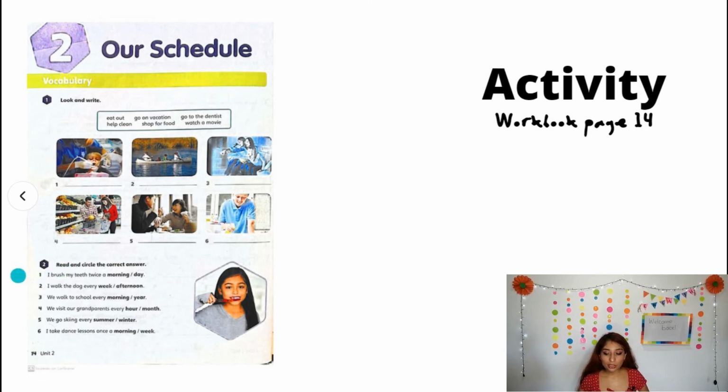I brush my teeth twice a morning or twice a day. Number 2, I walk the dog every week or every afternoon. Number 3, we walk to school every morning or every year. Number 4, we visit our grandparents every hour or every month. We go skiing every summer or every winter. I take dance lessons once a morning or once a week. You need to circle the correct answer that makes more sense with the sentence that they are giving you.